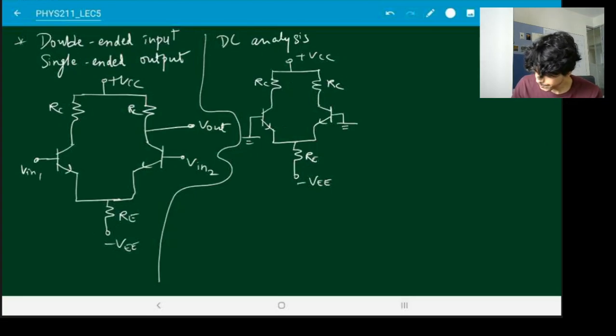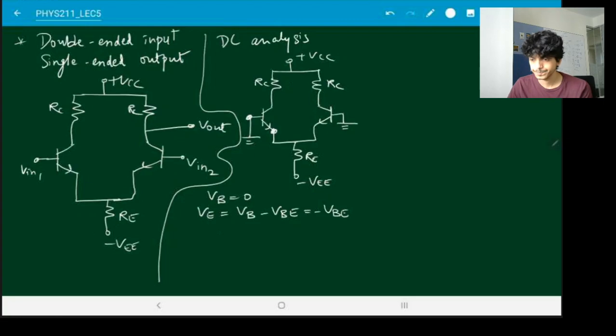Now what should we do? You see that the base voltage is 0. So the emitter voltage, which is base voltage minus VBE, is going to be minus VBE. So that is the voltage over here. Base, collector, emitter. I'm doing it on one side, but because this is a symmetric circuit, the same thing also applies on the other side.